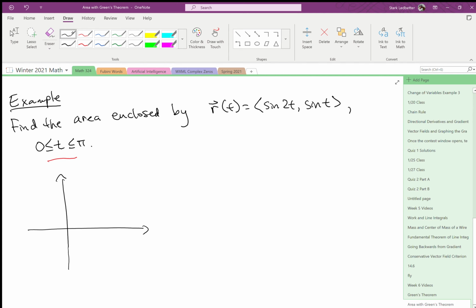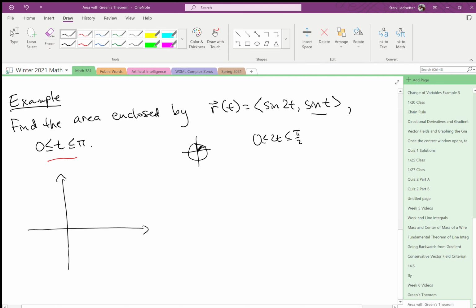Let's draw a little unit circle off to the side. So sine 2t, what's the relationship between sine 2t and sine of t? Well, the angle's always ahead, right? So as long as 2t is between 0 and pi over 2, then the x-coordinate is going to be greater than the y-coordinate.